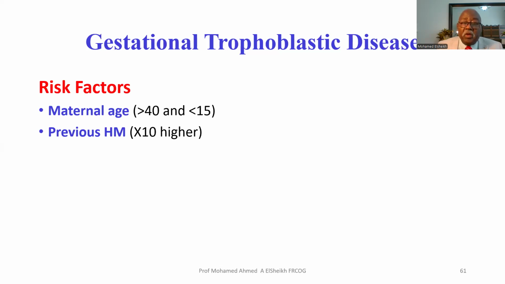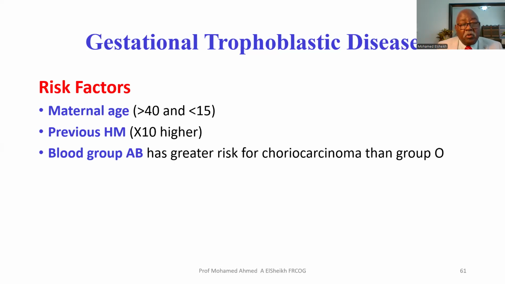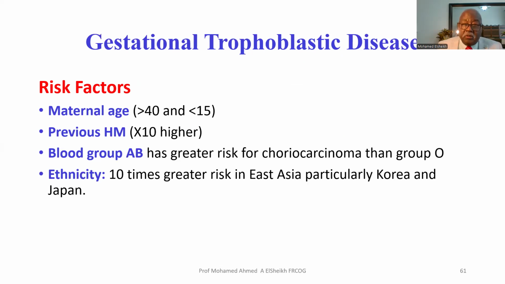If she had a previous hydatidiform mole or trophoblastic disease, she is likely to get another one again. Blood group AB has greater risk for choriocarcinoma than group O. Ethnicity is important, 10 times greater risk in East Asia, particularly in Korea and Japan. So ethnicity, more common in Southeast Asia, less common in the European and North American world, and probably Africa.